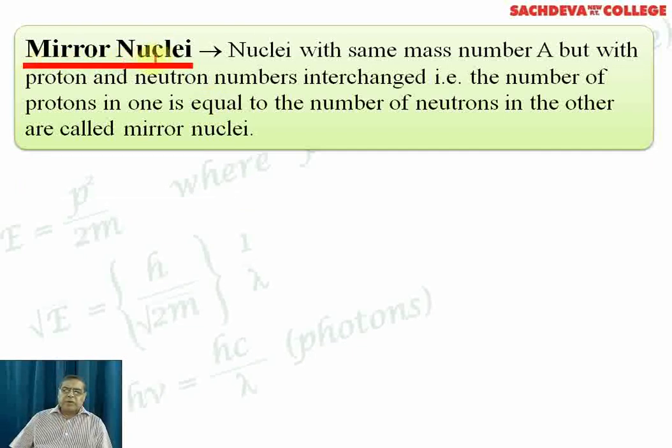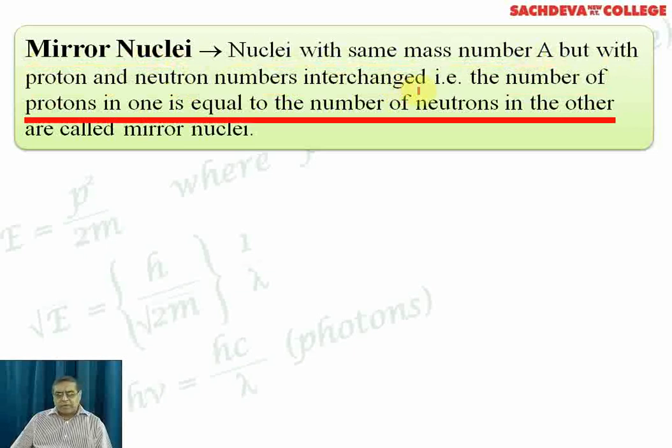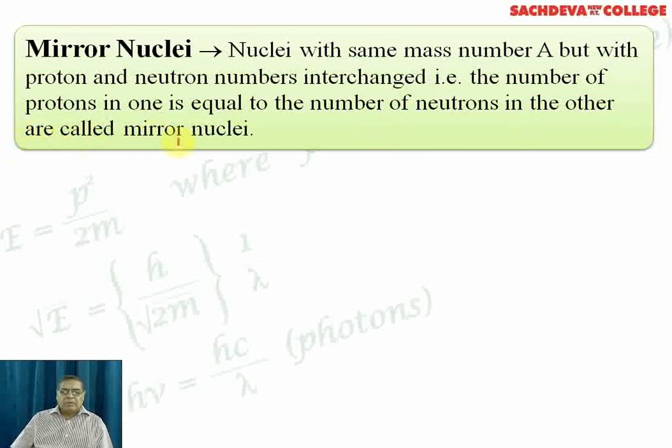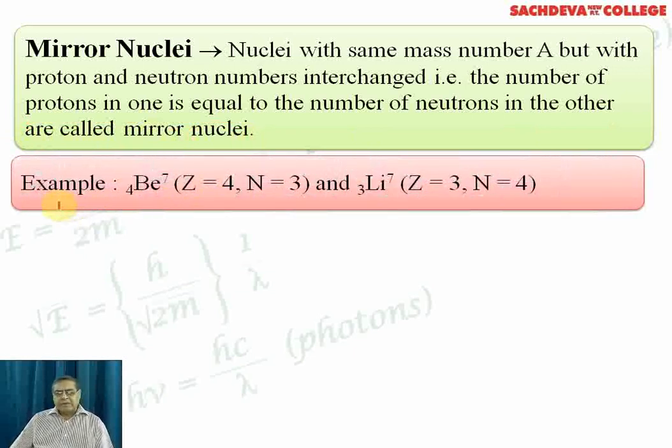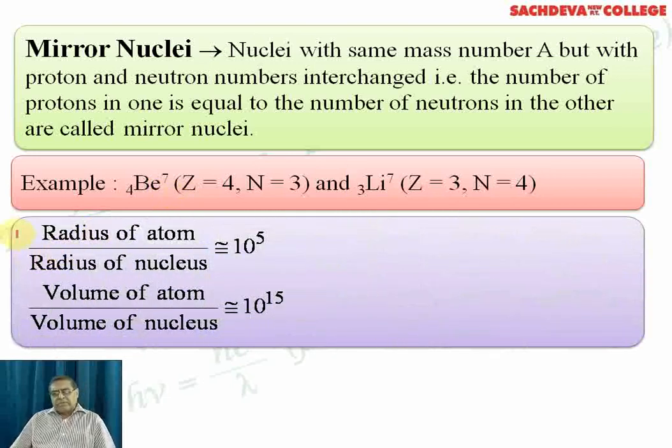Now there are certain mirror nuclei, that is nuclei with the same mass number but with the proton and neutron numbers interchanged, so the number of protons in one is equal to the number of neutrons in the other, and they are called mirror nuclei. That is, they are the images of each other. After that, we can have other examples as shown for beryllium-7 and the other is 3-lithium-7, which is a stable lithium.